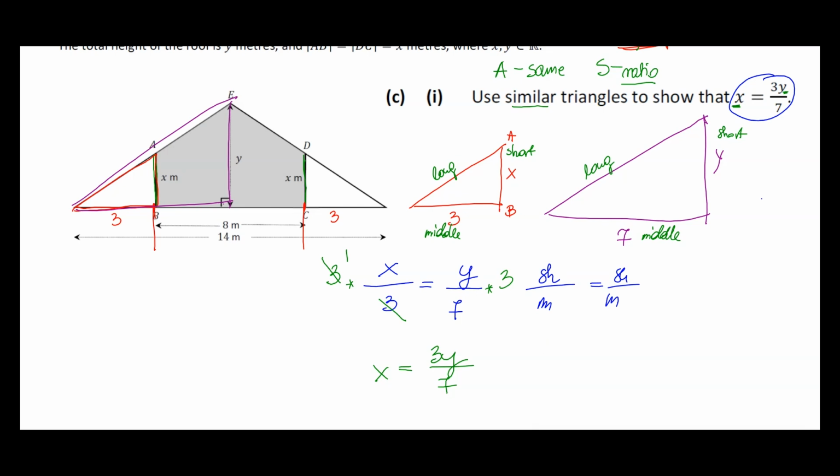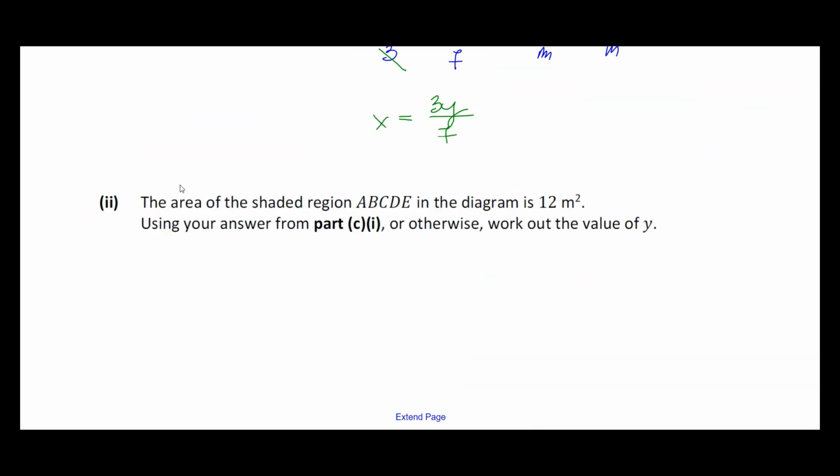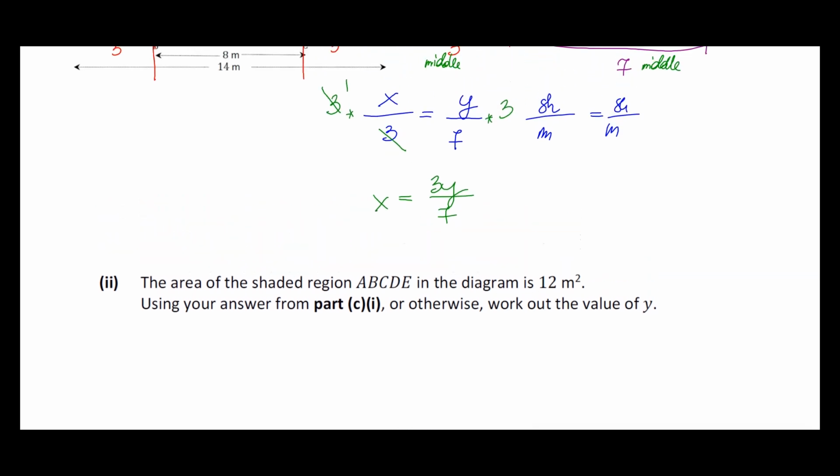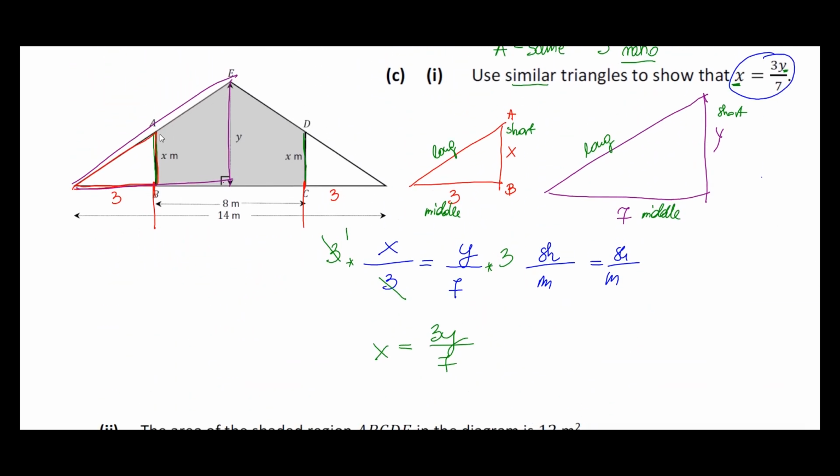Okay, let's have a look at the next part. The area of the shaded region A, B, C, D, E in the diagram is 12 square meters. So what area? This is the area.